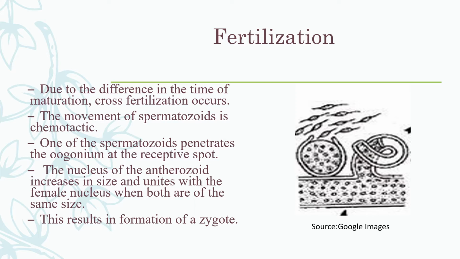The anthrozoids are formed and liberated into the water. They are biflagellate, and due to a difference in the time of maturation, cross-fertilization occurs. The oogonium is coenocytic, so there are many nuclei. It is said that all the others degenerate or become non-functional, and only one behaves as the female gamete or egg, and it remains inside the oogonium. This oogonium is surrounded by many anthrozoids liberated by the antheridia, and only one penetrates the oogonium at the receptive spot. The nucleus of the anthrozoid increases in size and unites with the female nucleus when both are of the same size. This results in the formation of a diploid zygote.